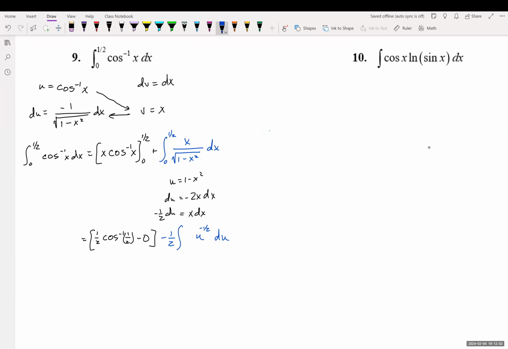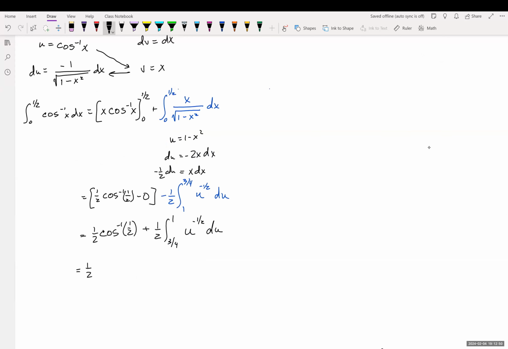And we have to change the limits of integration. So if we put 0 in here, we're going to get 1 for the lower limit. And if we put 1/2 in there, we're going to get 1 minus 1/4 when we square 1/2, and we'll have 3/4 up here. Moving on, we've got 1/2 cosine inverse of 1/2, and we'll come back to that in a moment. I'm going to change this to a plus sign and switch limits of integration, so we have the larger value on top, like this, u to the negative 1/2 du.